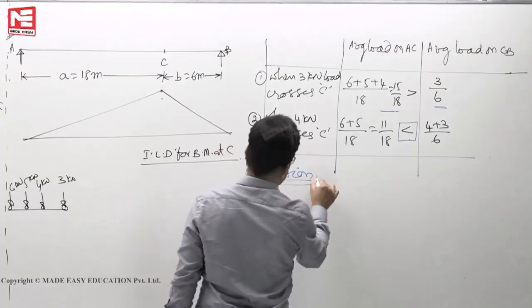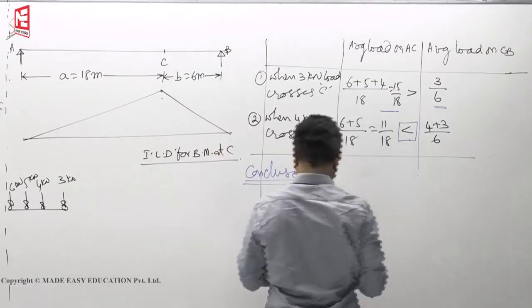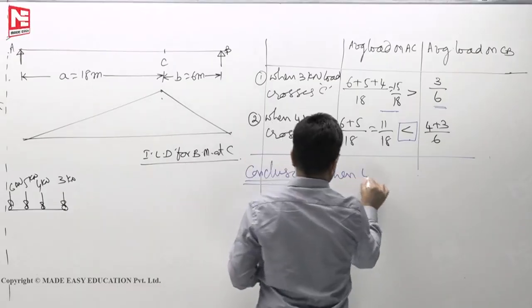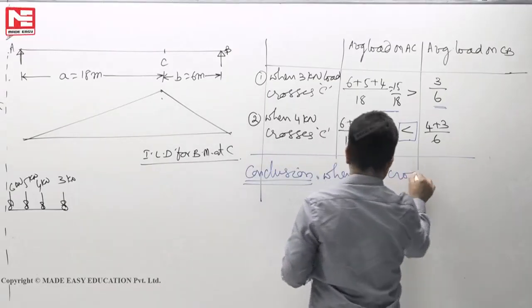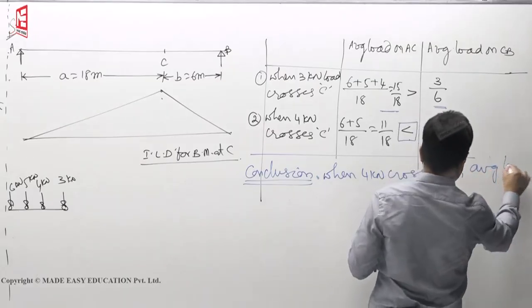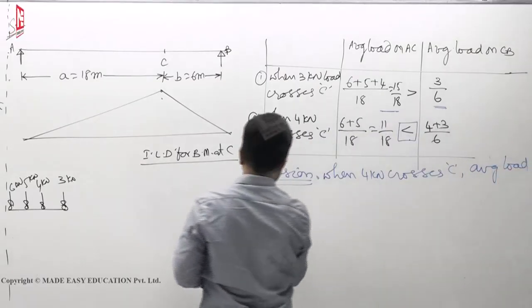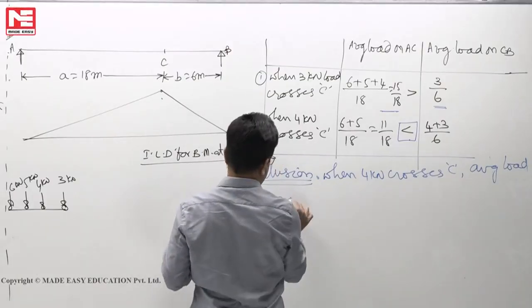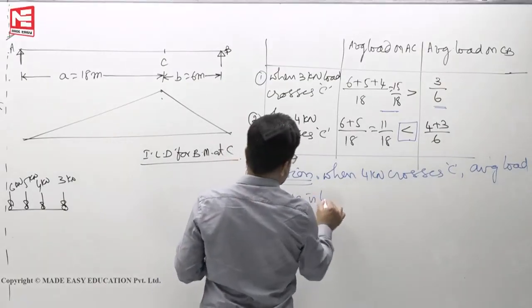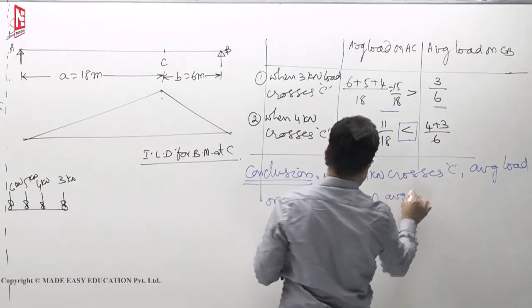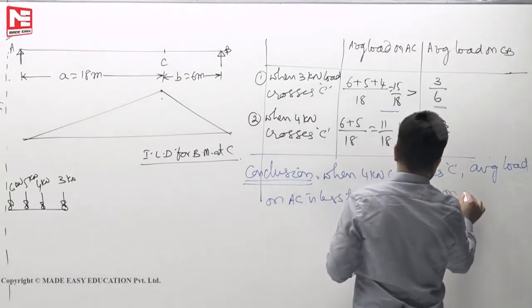Conclusion. When 4 kilonewton crosses C, average load on AC is less than average load on CB.